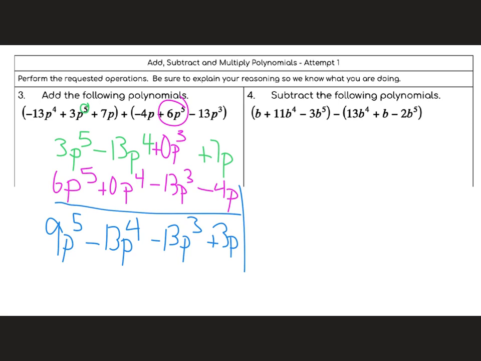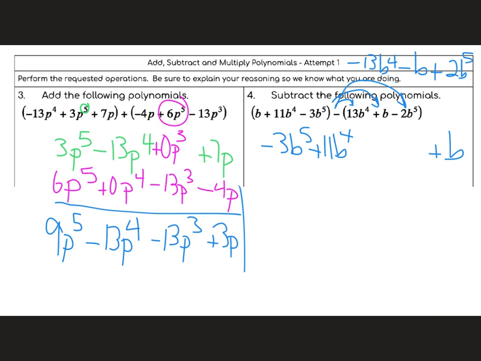On this next one, I'm going to do the same idea. I'm going to put things into standard form. So negative 3b to the 5th plus 11b to the 4th plus b. And then I'm going to be subtracting. So actually, I think I'm going to distribute this in. So I'm going to call that negative 13b to the 4th minus b plus 2b to the 5th, because I distributed that negative, or negative 1, in.